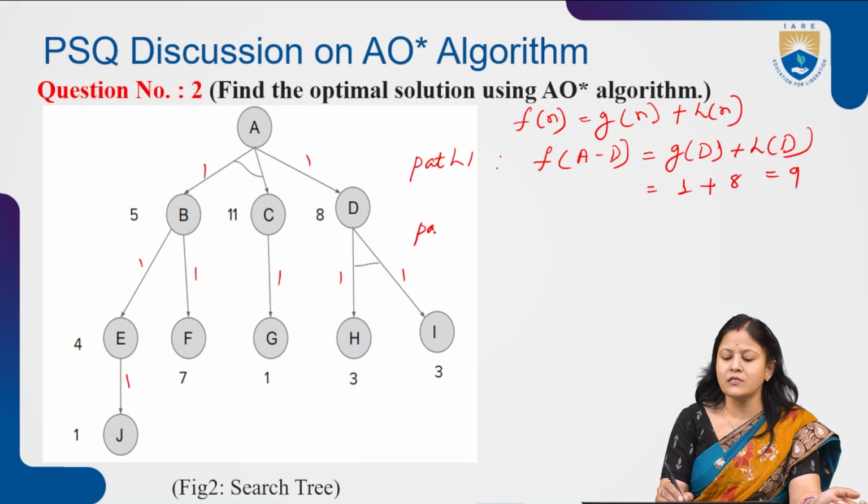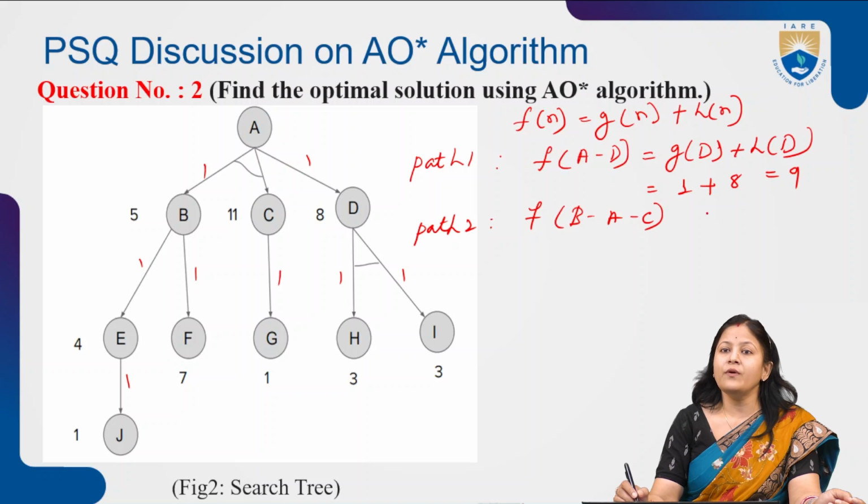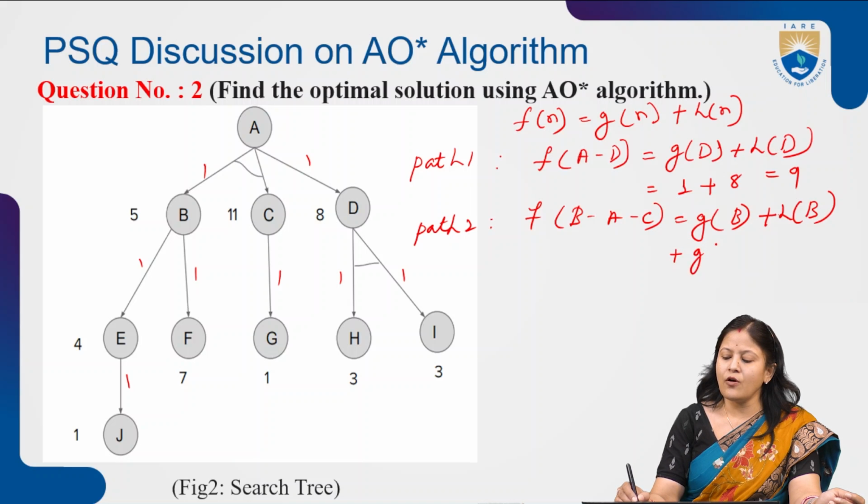Another path, which is path 2: f of B, A and C. How to find out f of B, A, C? G of B plus H of B, and similarly G of C plus H of C. So G of B is equal to 1, and H of B, the heuristic value of B, is given as 5.